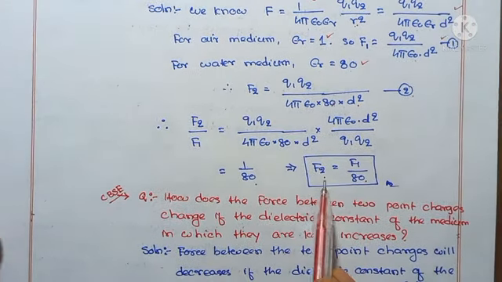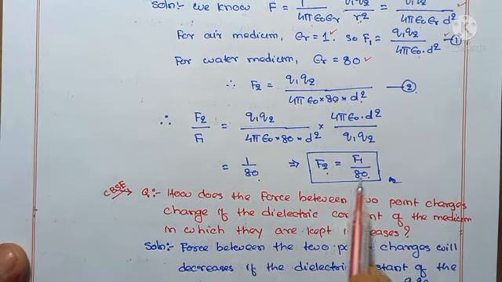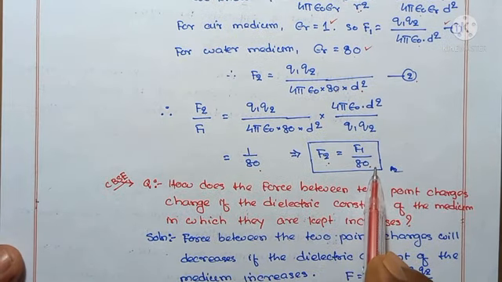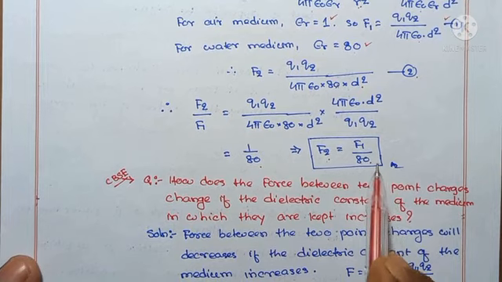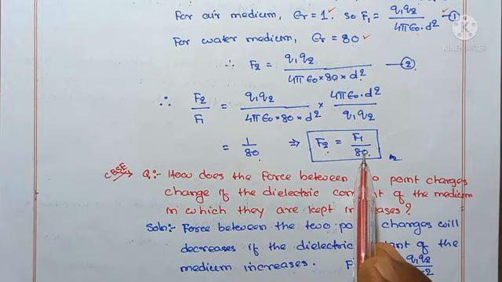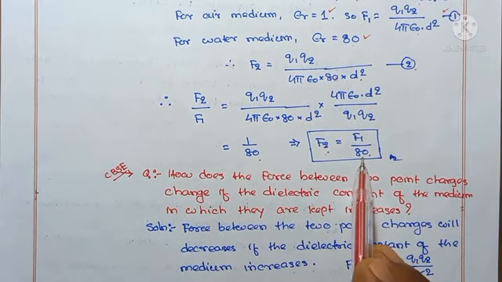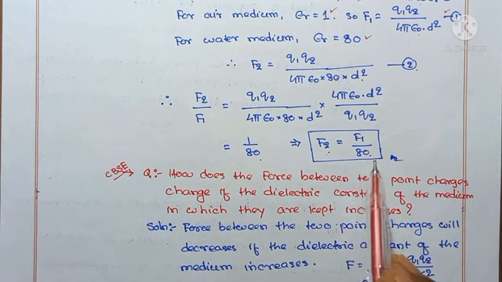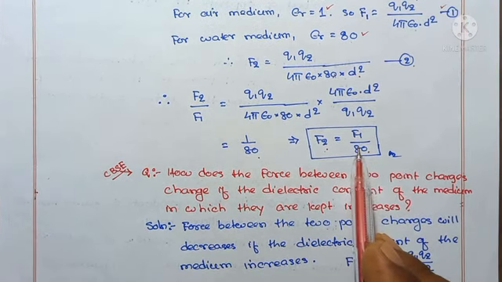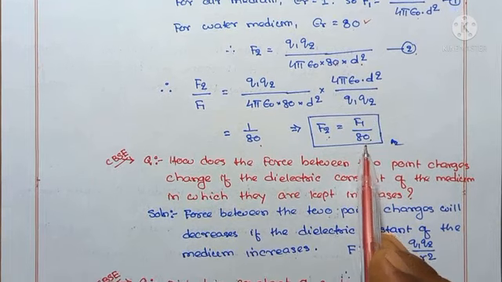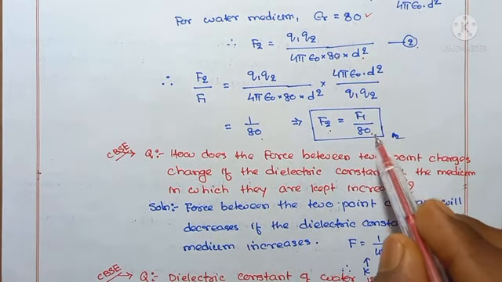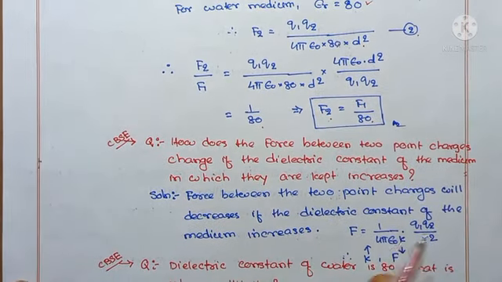So F2 is equal to F1 by 80. That means when these charges are placed in water medium, the force is reduced 80 times.